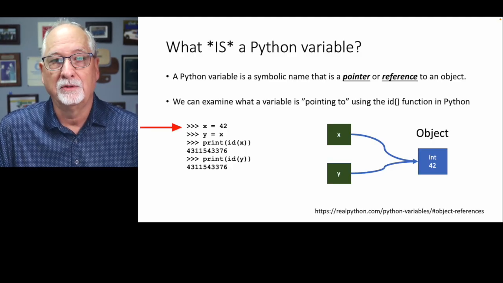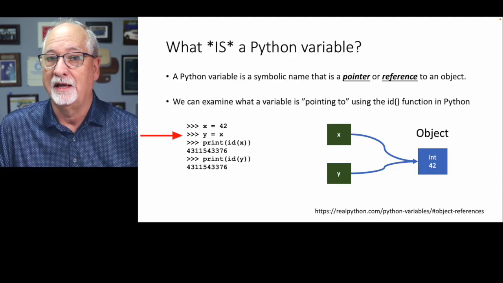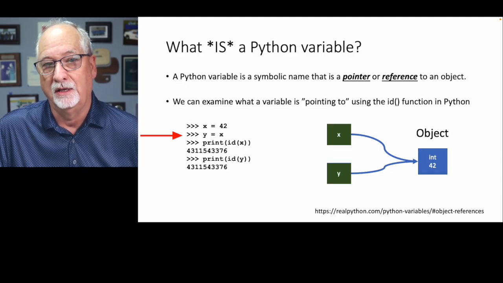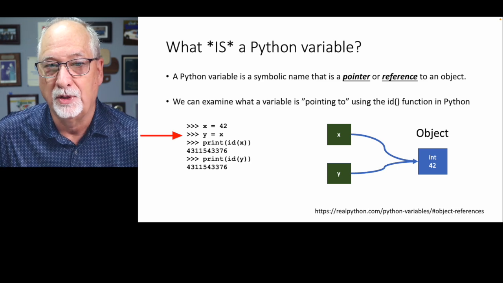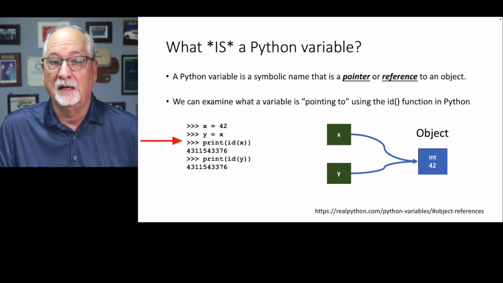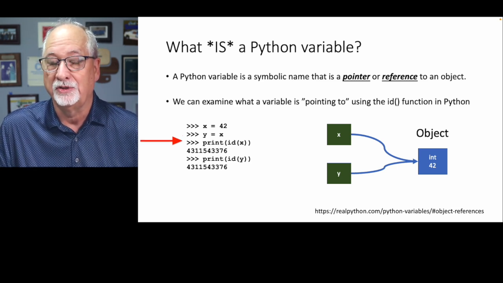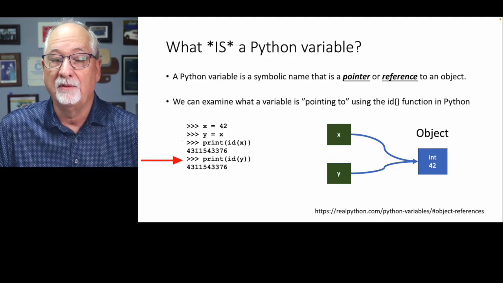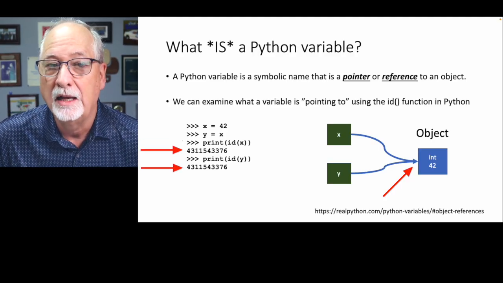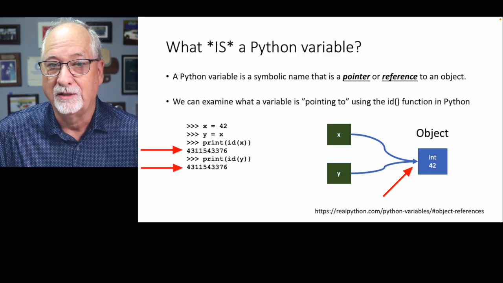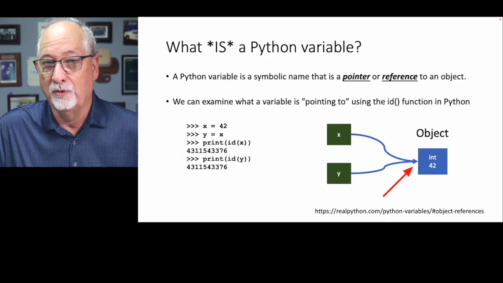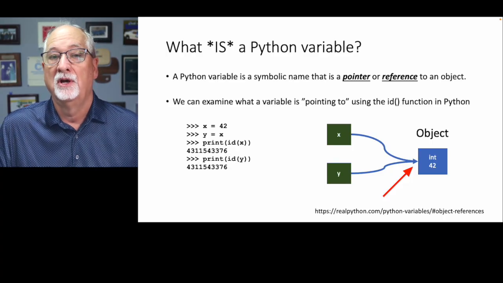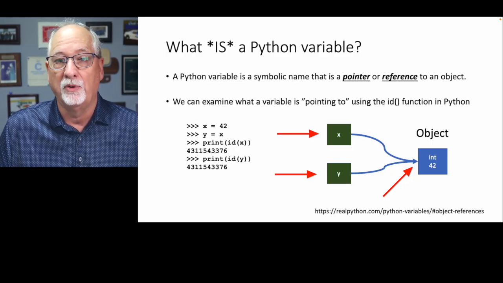So if we say x equals 42 and then y equals x, you'd think that'd be two locations in memory, but it's not. It's two pointers to one location in memory. And we can figure this out by saying print id of x, which is like, hey, where would we find x in memory? And it's got a number. And then we say print id of y, and it's the same place. Okay, so we only have one 42. We don't have two 42s, but we have an x pointer and a y pointer that points to it.